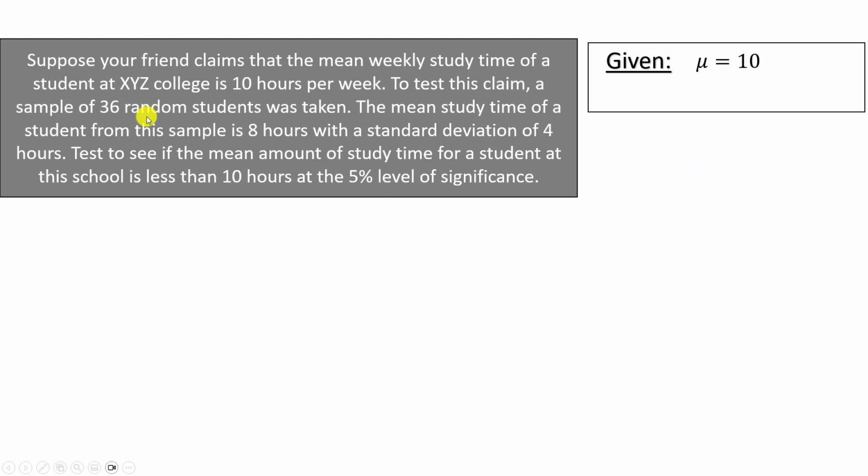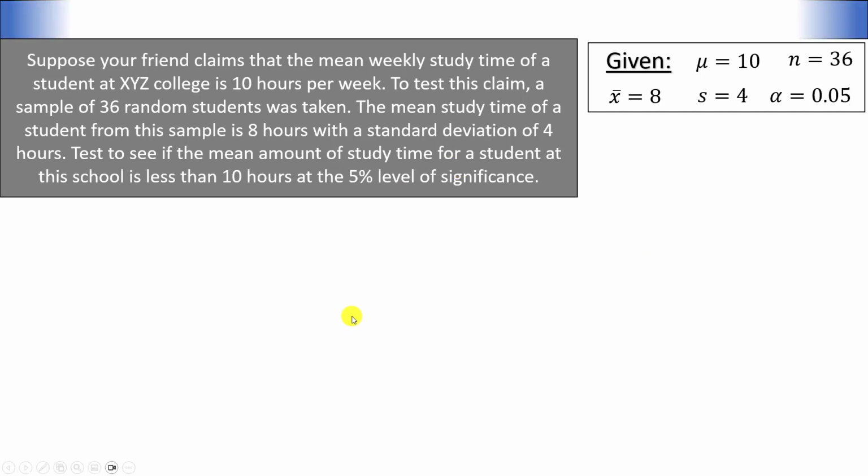To test this claim, we took a sample of 36 students. The mean from that sample was 8 hours, but we had a pretty big standard deviation of 4. And we want to test to see if the amount of time studied at this school on average is less than 10 hours at the 5% level of significance. So you might remember we put that as alpha. This is the type 1 error rate, the chance of rejecting a true null hypothesis.